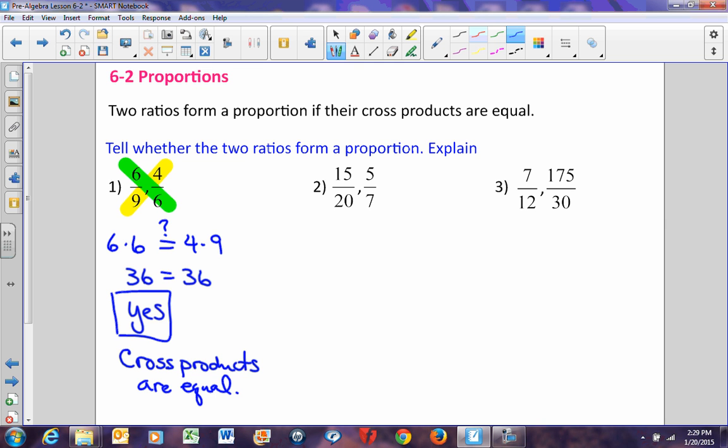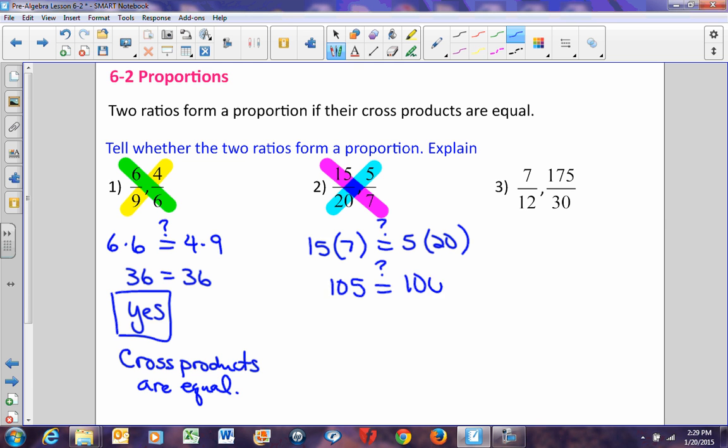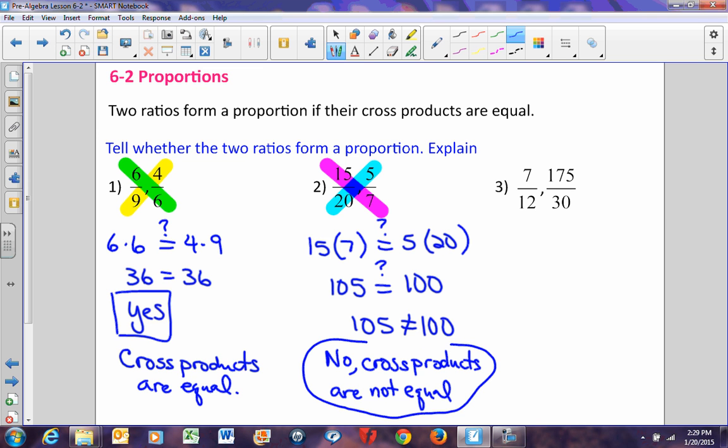Number 2 here, I'm going to do the same thing. I'm going to look at my cross products. So I want to know, 15 times 7, does that equal 5 times 20? 15 times 7 is 105. Does that equal 5 times 20, which is 100? 105 does not equal 100. So we would say no, cross products are not equal. So in this particular case, they do not form a proportion.